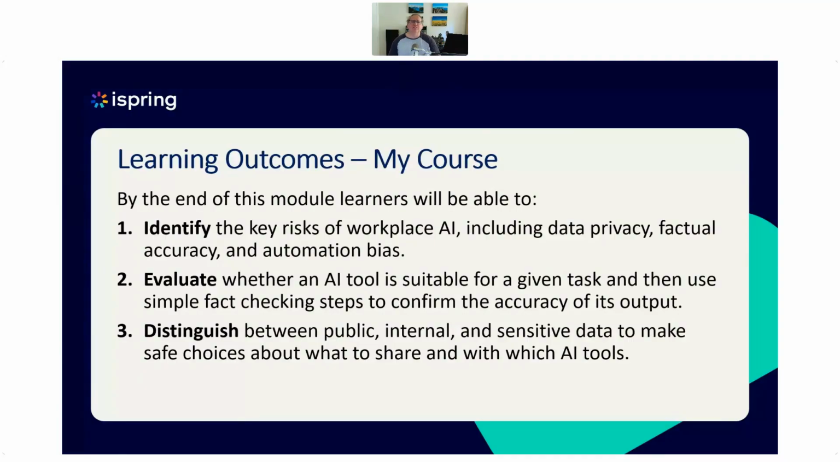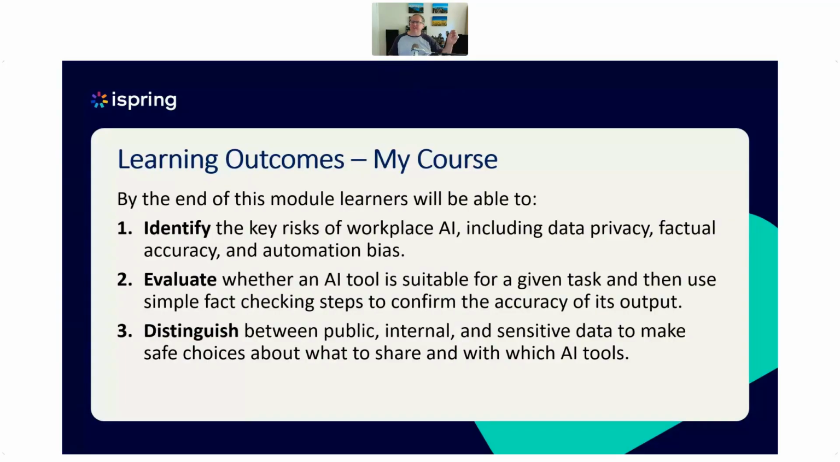Evaluate whether AI is a tool suitable for a given task, and then use simple fact-checking steps to confirm accuracy of its output. I wrote this, but I would critique it that it is actually double-barreled. Ideally, you don't want to do what I did here. So I've given you an example of one that's okay, it's not perfect, because I've said you're doing one thing, but then I've whacked an "and" in there, and then there's another thing. And the second thing does kind of carry on from the first thing.